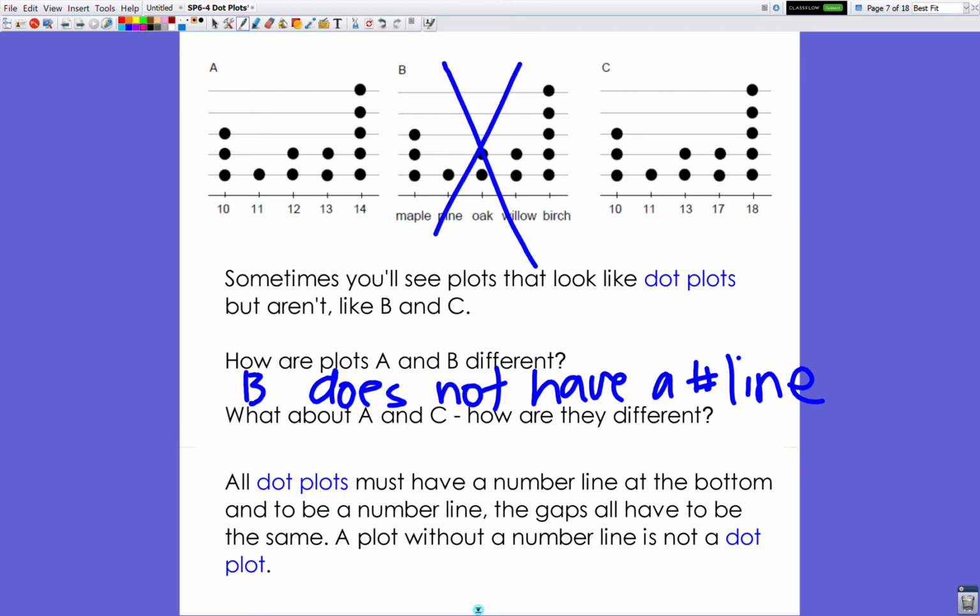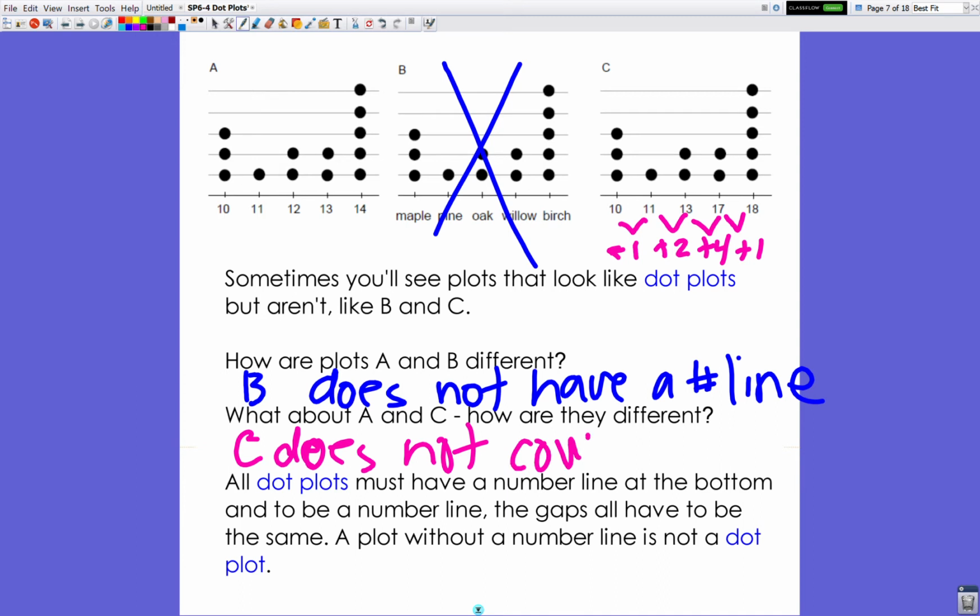What about A and C? Well, C does have a number line, but if you look between the numbers, their gap is inconsistent. From 10 to 11 is plus 1, but 11 to 13 is plus 2, and 13 to 17 is plus 4, and 17 to 18 is plus 1. This is not a consistent rhythm. You have to have a consistent way of counting. It can vary, but once you make a decision between your first 2 values, it has to continue throughout all your values. So C does not count consistently. So it is not a dot plot.